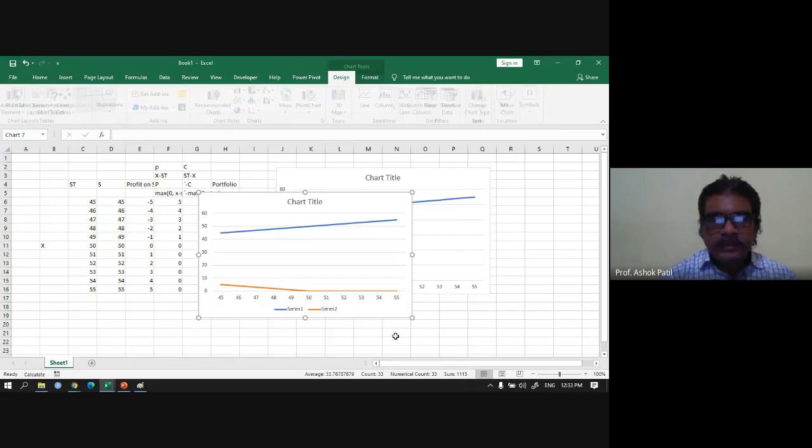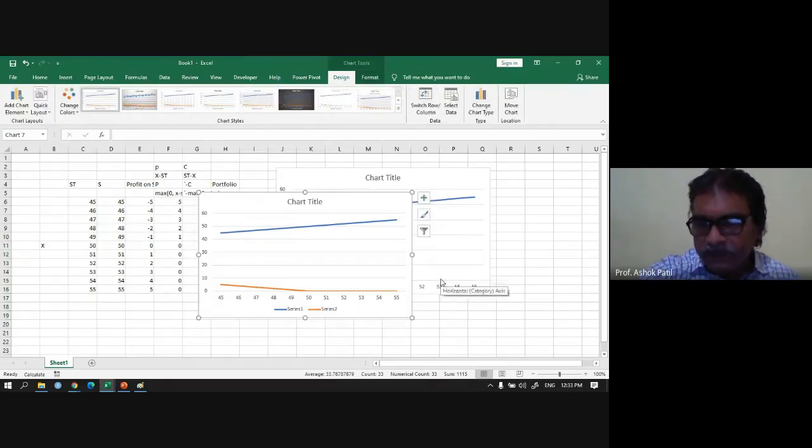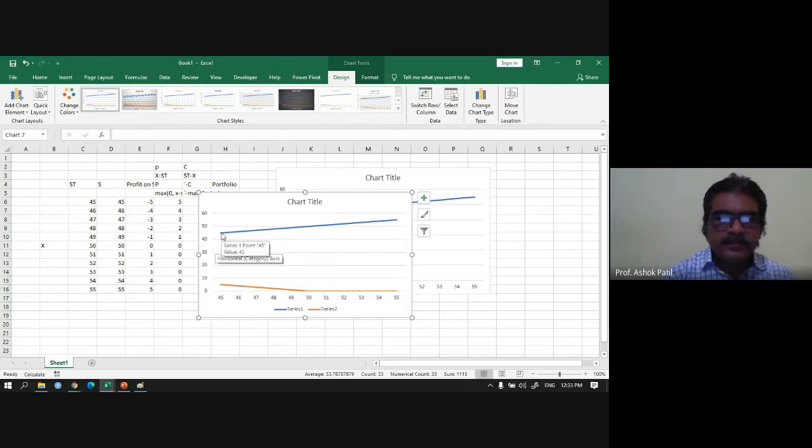So the S is there, okay, which is the amount which we'll get in actual portfolio amount, and this is the payoff which is superimposed there in this. So you can see that this is a very big value, 45 to 55, the blue line, whereas this payoff is very small. So that is the second chart which we got.